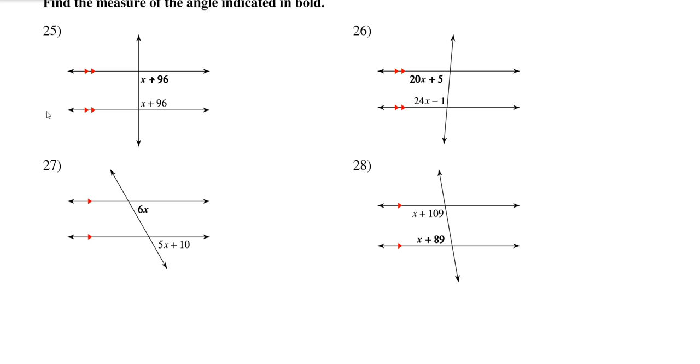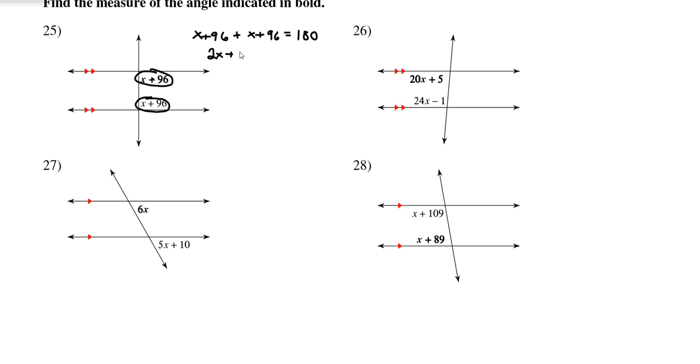So on this one, since these are same side interior, they're same side, so they are supplementary. That means when I add this with this, they add to 180 degrees. So x plus 96, when I add it to this one, x plus 96, they need to equal 180 degrees, because they're same side interior, same side supplementary. So now I need to solve this equation. That's my first step. So x plus x is 2x.